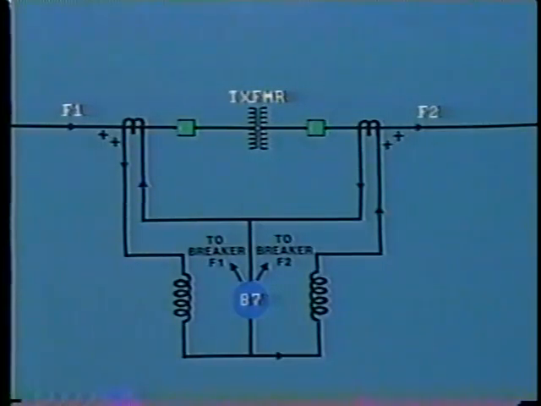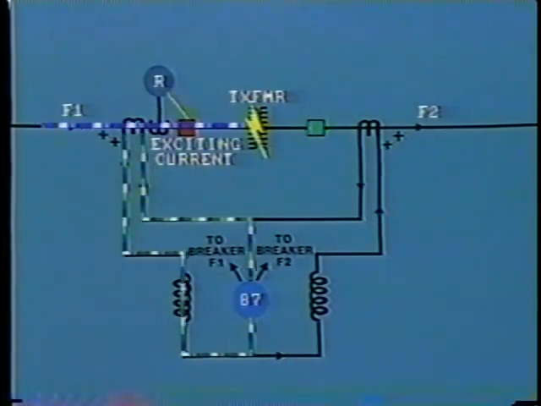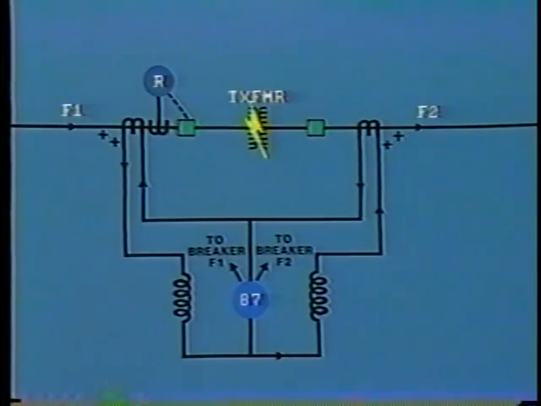Now, there are several different ways of achieving the same result depending upon the specific relay design, but the objective is the same. If a heavy internal fault does exist during energization, the unit is normally protected by an additional relay, just to make sure that it does trip.